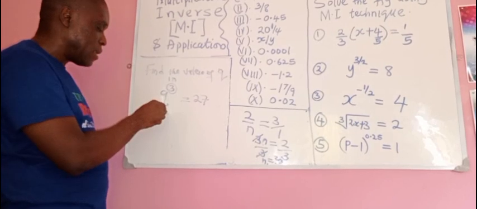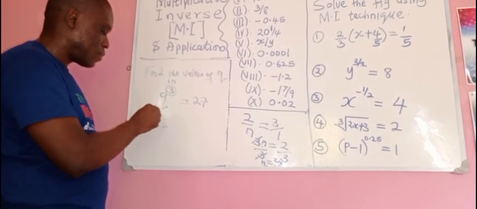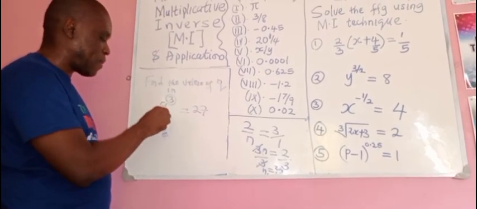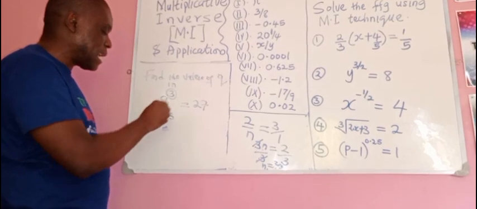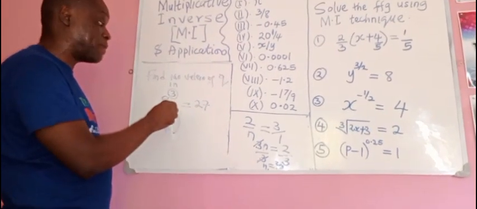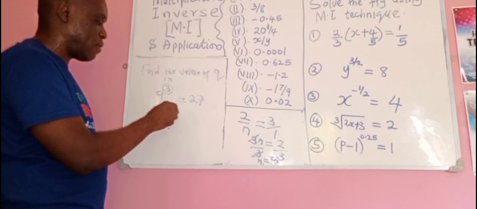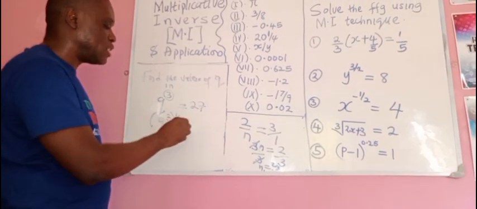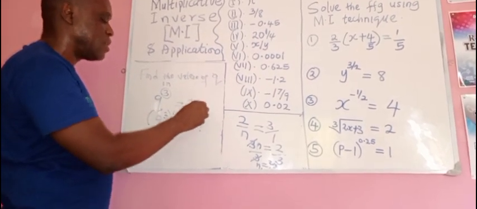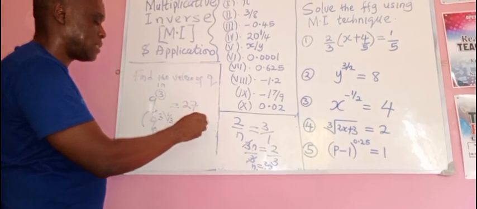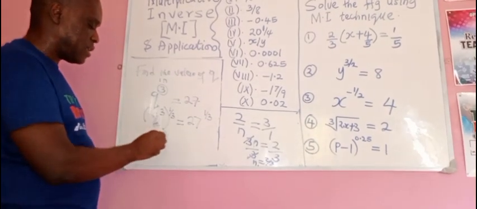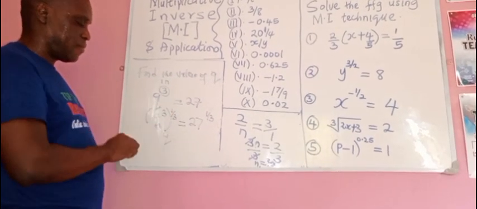So this will now be Q raised to power 3 multiplied by the multiplicative inverse, which is 1 over 3. Then you have to do the same thing here. 27 raised to power 1 over 3. So here Q is free because this 3 cancels this 3.